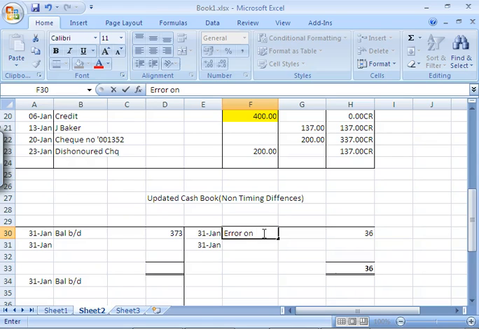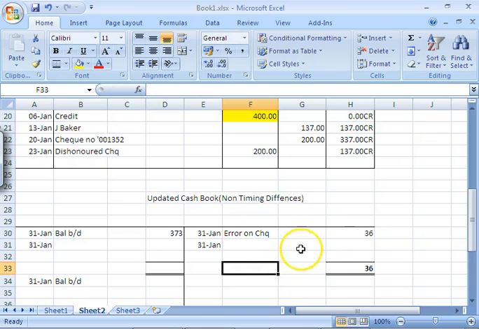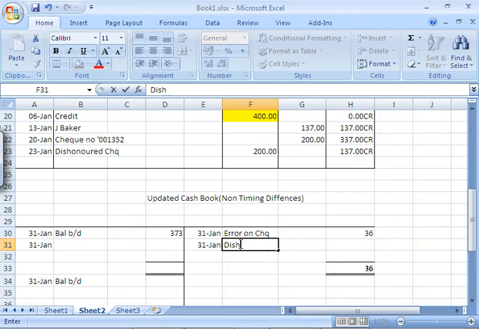On check, and you can write the check number in terms of references. We reduce that by 36 because we're trying to bring this figure down to what it really should be. And then we also have, remember that dishonored check? You had 200 in here. Well, you don't have 200 anymore, so you write dishonored check, the 200.